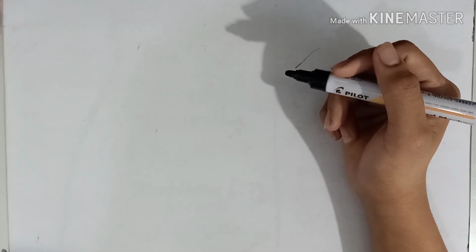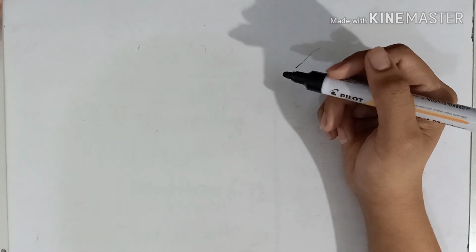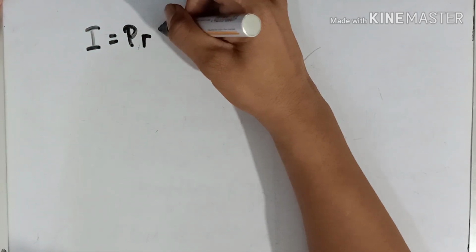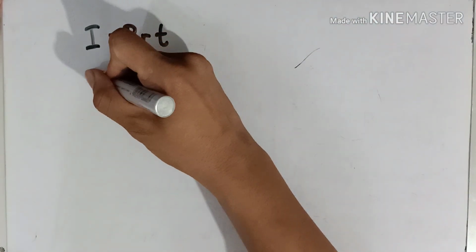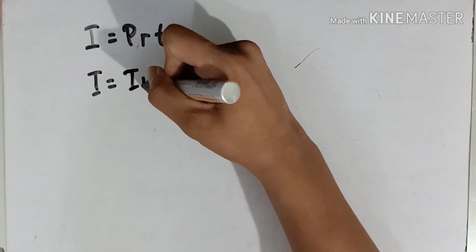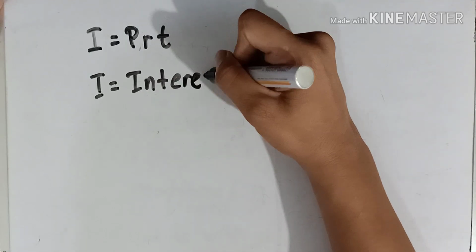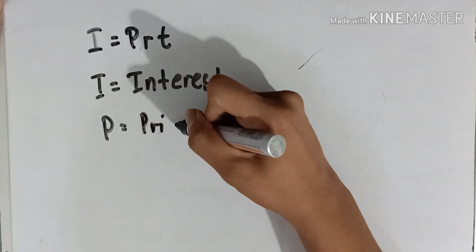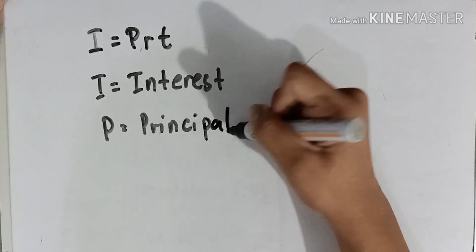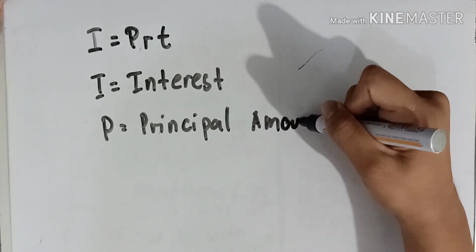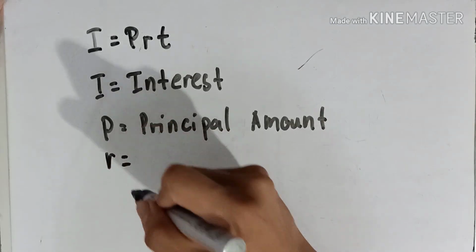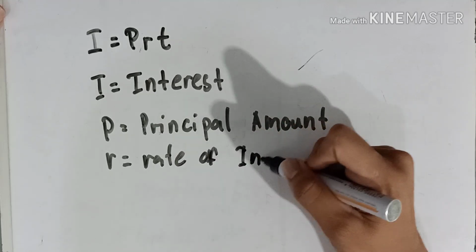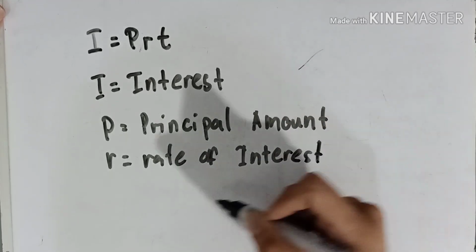In finding simple interest, the formula that we're going to use is I equals PRT. I stands for the interest. P stands for the principal amount. R stands for the rate of interest. And T stands for the time.